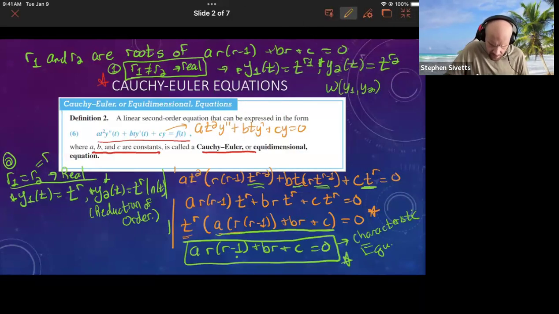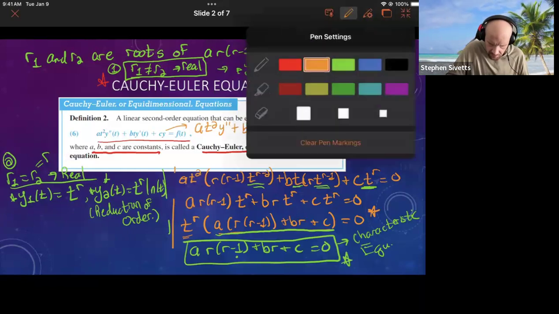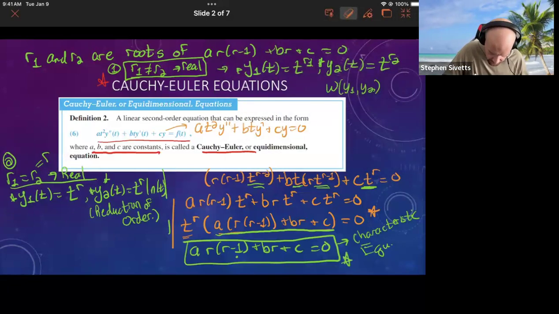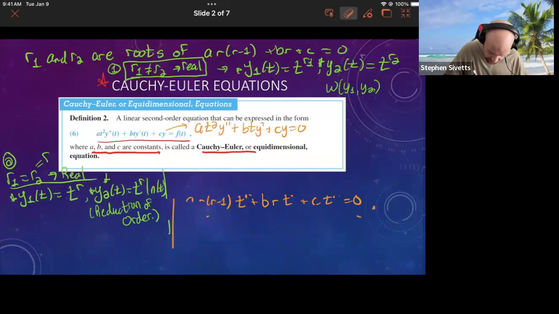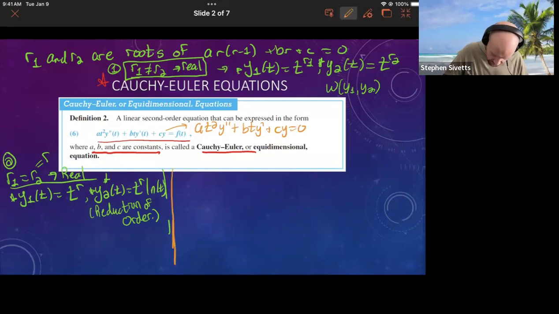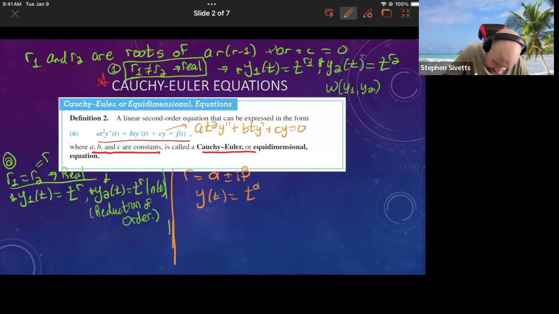And also for the complex roots. So let's take a look at the other case. The other case is where the quadratic equation has two complex roots. Okay. So the other case is if r is equal to two complex roots, alpha plus i beta. So we have y of t is equal to t to the alpha plus or minus i beta. Okay.